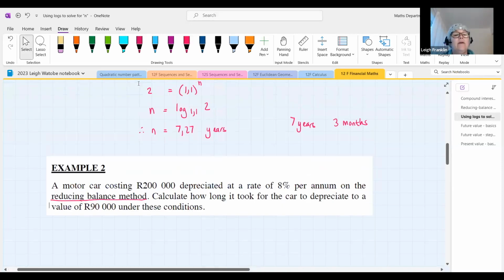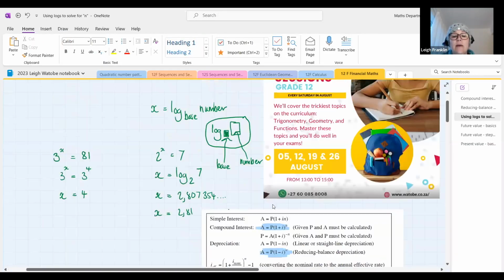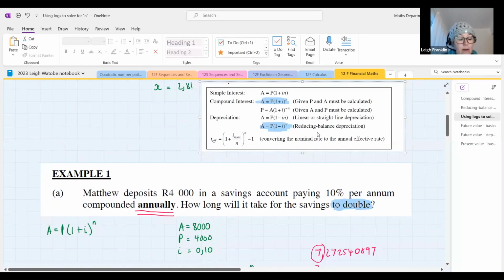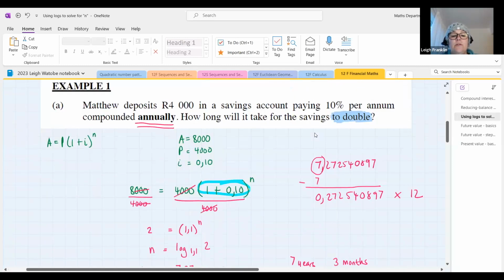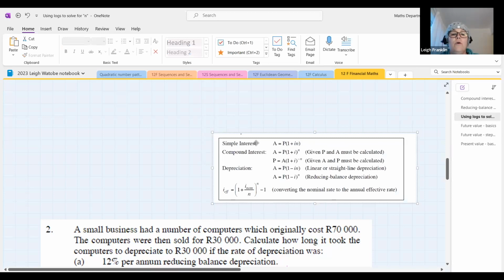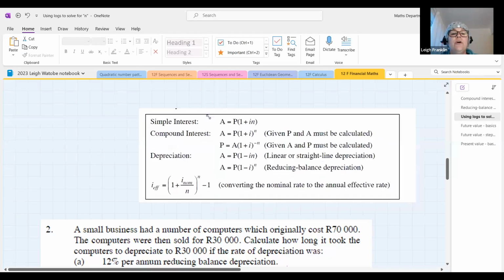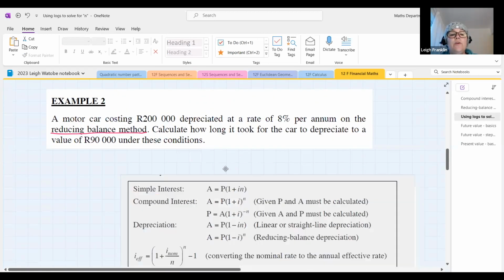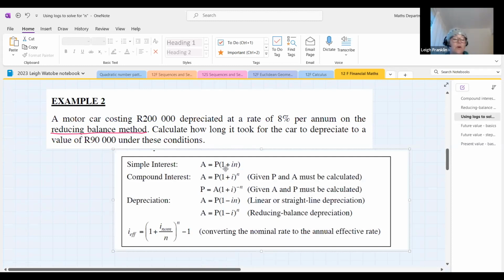So if we go back and have a look, where are our formulae? There they are over there. Let's just bring that down here. All right. We've got to make sure every single time that we use the correct formula. We've got to sub into the correct formula. If we don't sub into the correct formula, we're not going to get any marks. So we can see there reducing balance depreciation. Make sure you can recognize it. Okay, so it's this one over here.